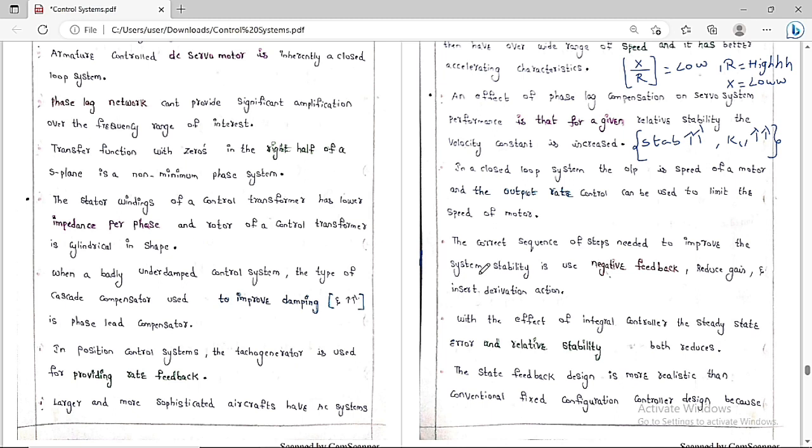So if the poles are going to get added to the open loop transfer function, we can say the root locus is going to shift to the right of the S plane. So therefore the system will become unstable, and stability is also going to get reduced. So we can say that with the effect of the integral controller, the steady state error as well as the relative stability both are going to get reduced.